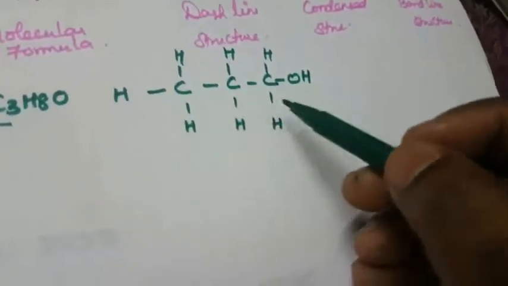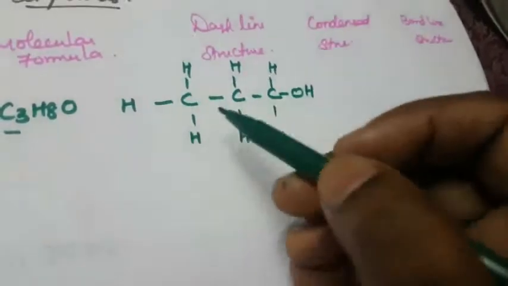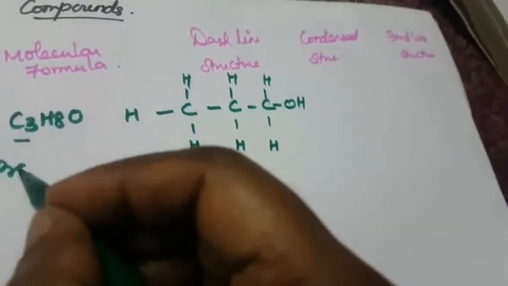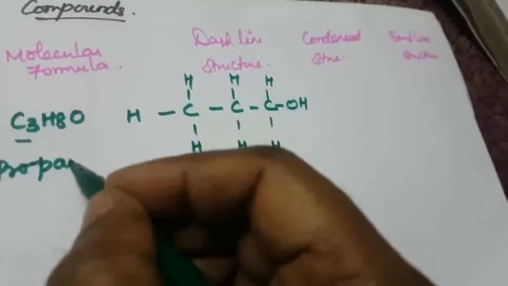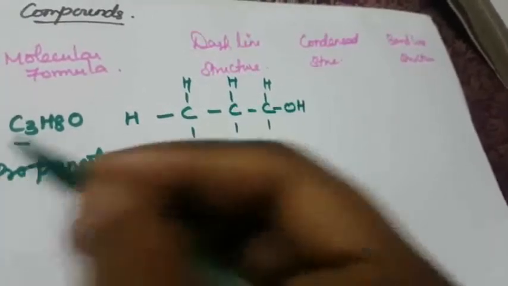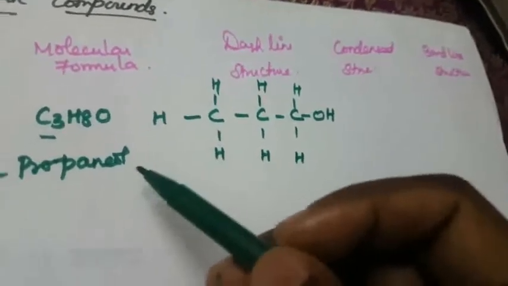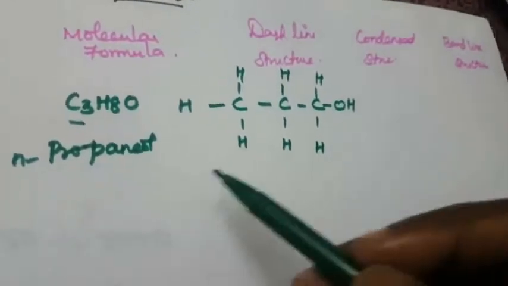So what is the structure? That is called an alcohol. What is the alcohol? That is propanol. The structure name is propanol, that is N-propanol. What is meant by N-propanol? That is a straight chain. So N represents the straight chain of this compound, so it is called N-propanol.